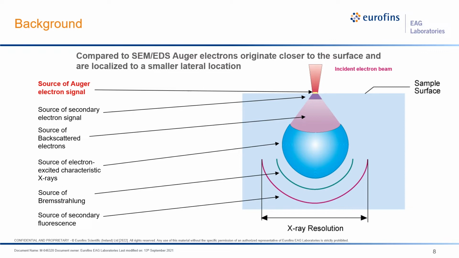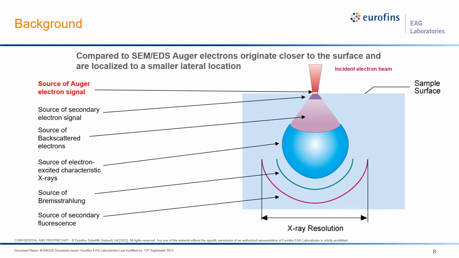So note the depths of some of these other phenomena, and that they're slightly deeper. And this big blue sphere is where we can expect X-rays to come from, since they travel much further in a solid without losing energy. So we get a greater penetration depth, greater information depth for EDS than we do for Auger.